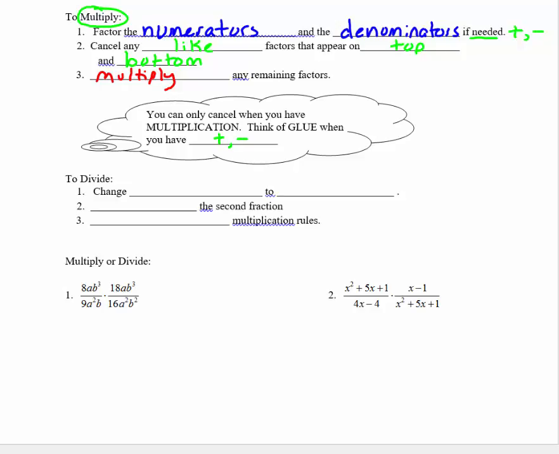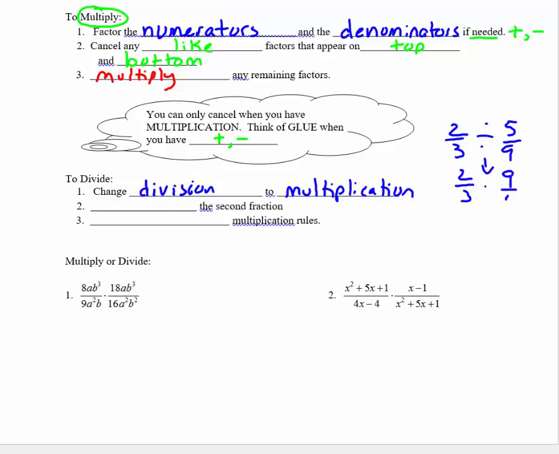So now let's look at how to divide. You're going to change division to multiplication. Why? Same exact steps as if we had regular fractions. For example, if we had 2/3 divided by, say, 5/9, we wouldn't actually divide, we would change division to multiplication, and we'd flip the second fraction. And we use multiplication rules.